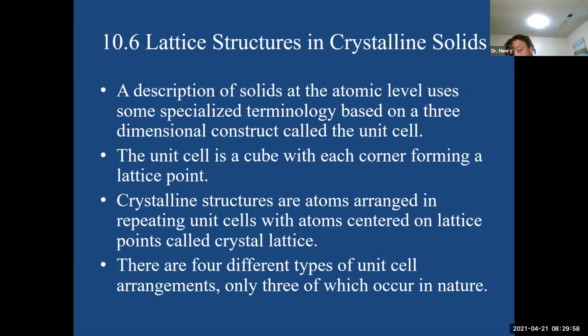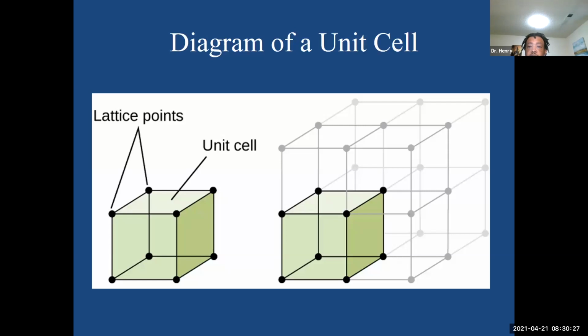Okay, so the next thing that we're going to talk about are the lattice structures in crystalline solids. The lattice structures are organized in a way that you form what we call the unit cell. So the unit cell could be a cube, right? And so often we call it the cubic form. I'll show you. So it'll look something like this, right? And so the cubic unit cell is the one that's most commonly known.